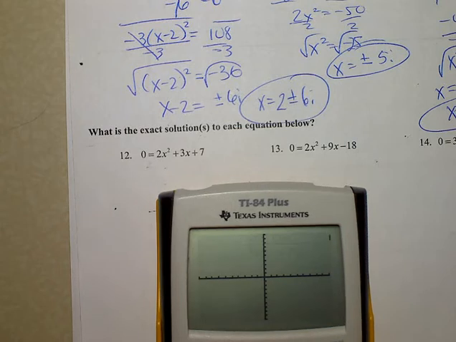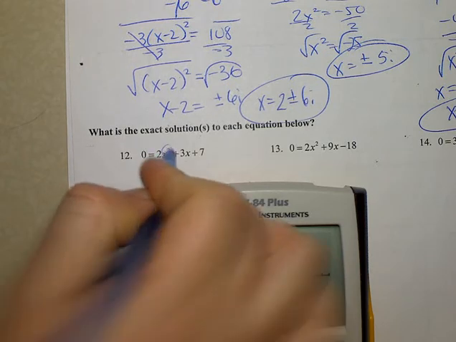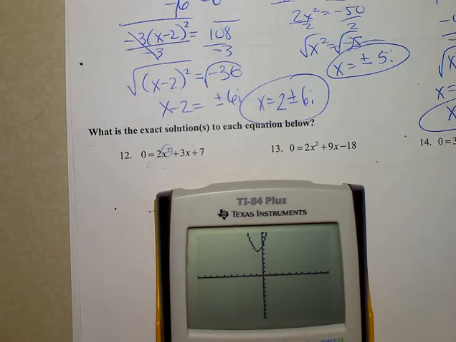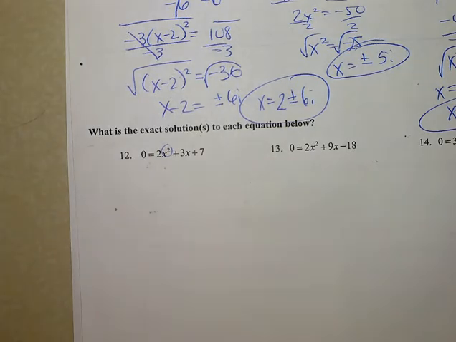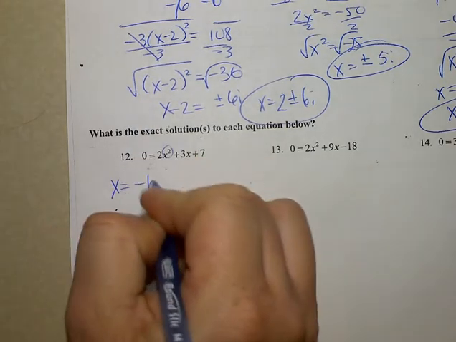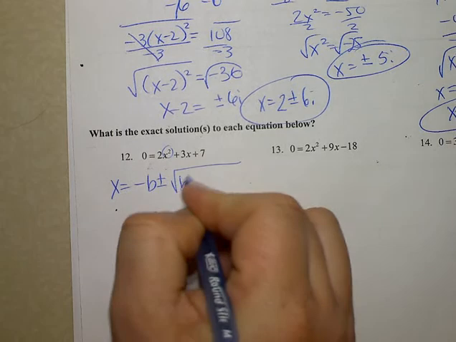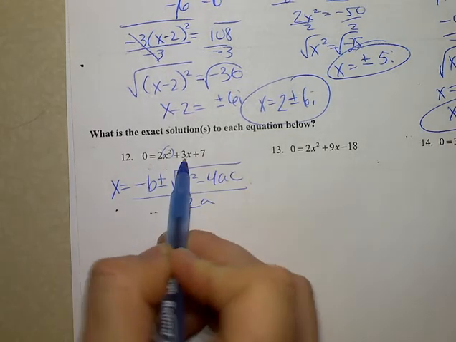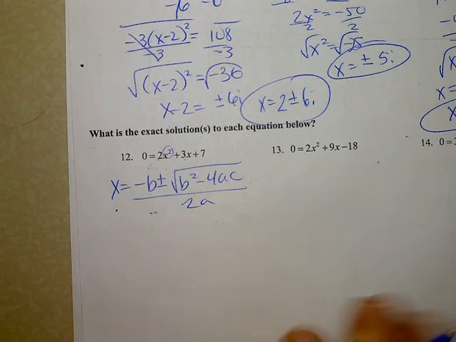What does this answer tell us? It tells us that the two answers we have are both going to be imaginary because it never crosses the x-axis. Did everybody hear that? So when it's imaginary, we have to plug it into the quadratic formula every single time. So I'd plug in 2, 3, and 7, and I reduce it. I'm going to let you do that on your own later on.